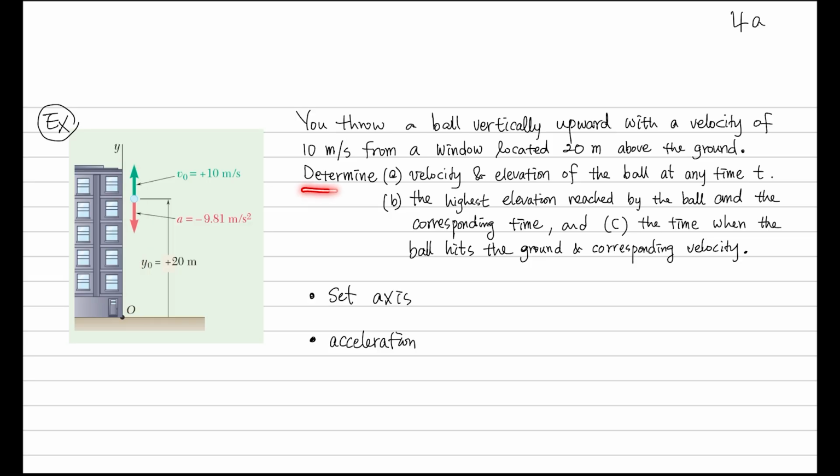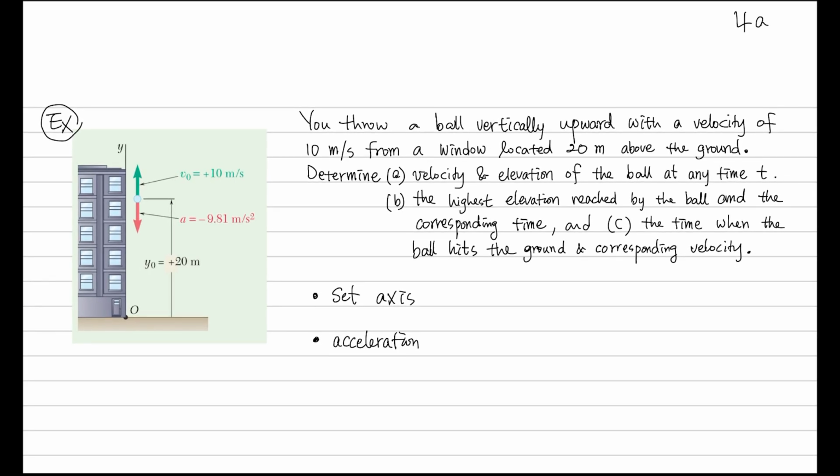It's asking us to determine the velocity and elevation of the ball at any time t. And it's also asking us to find the highest elevation reached by the ball and when that happens. And it also asks us to find the time when the ball hits the ground and the velocity at that point. Okay? For most of the problem sets, the very first thing you want to do is set your axis.